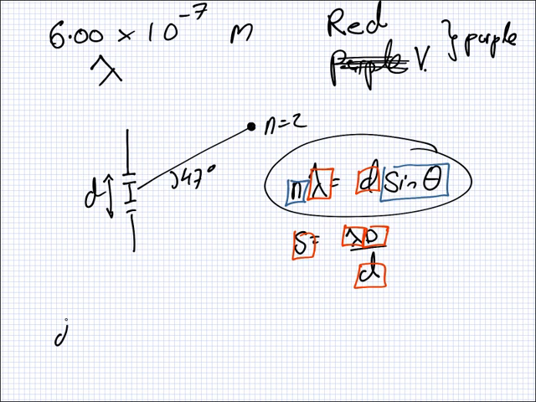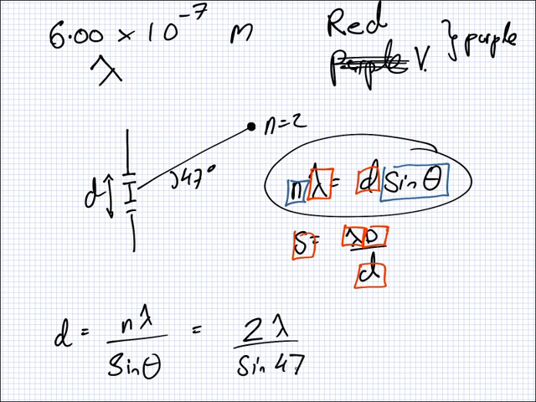So we have d equals n lambda over sine theta. That's 2 lambda over sine 47, 9.71 times 10 to the minus 8. What did you use for lambda? The 6?